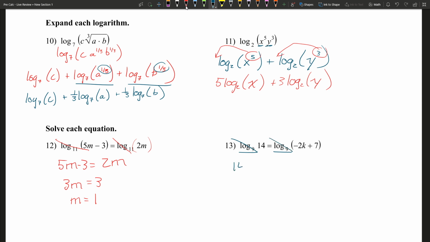So you get 14 is equal to negative 2k plus 7, which is something we should be able to solve very, very easily. All right, I would subtract 7 from both sides, and then divide by negative 2, to get k is equal to 7 over negative 2.